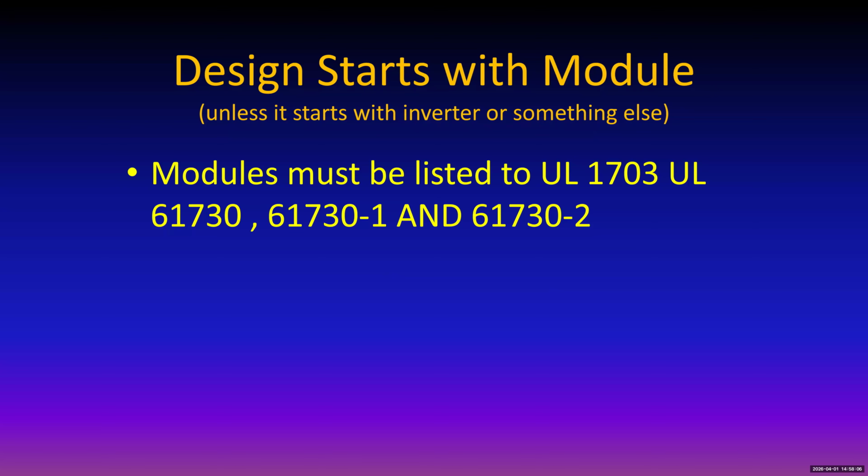First of all, the modules themselves have to be listed properly in UL 1703 or 61730-1, or 61730-2. These are 3 listings. The last 2 are international listings because a lot of modules are just shipped all over the world.